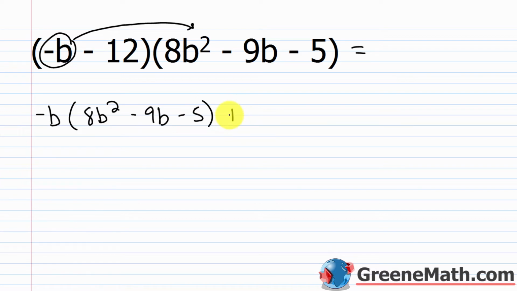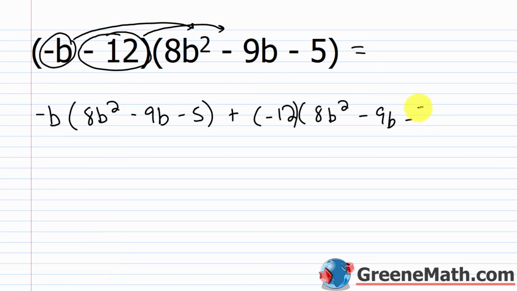And then I'm going to put plus. Next, I have this negative 12, okay, negative 12 times this whole quantity. So negative 12 outside of the parentheses, and then inside of parentheses, we'll have 8b squared minus 9b minus 5. Let's go ahead and crank this out.